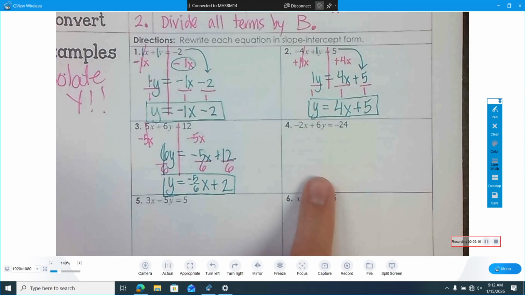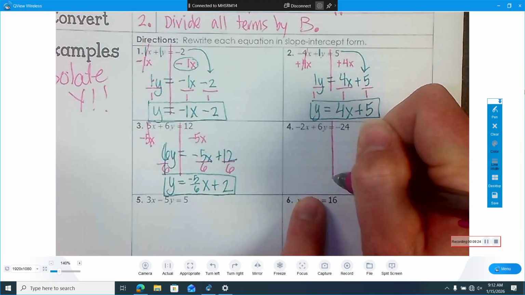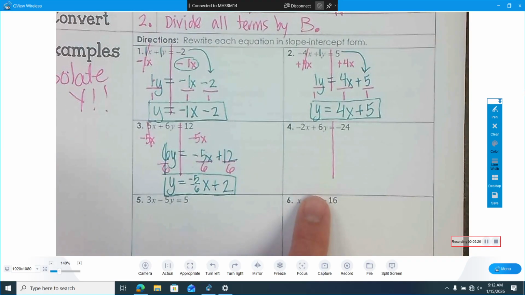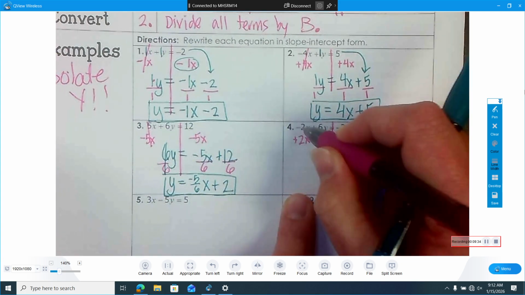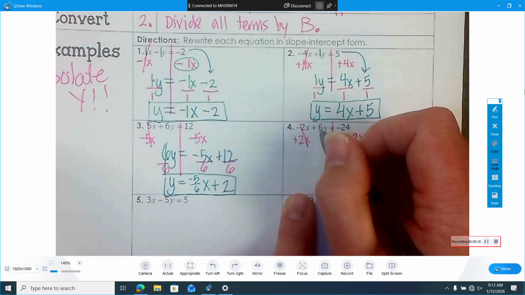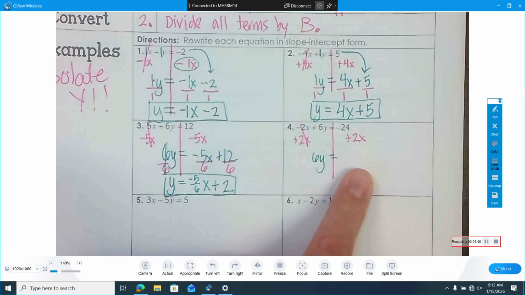All right, number 4, I think. Let's just do this. Are we good with one or more of these? Yeah? You think you're good now? Let's just do one more and then we'll move on. All right, what should we do first? Add 2x. Very good. Going to add 2x to both sides. Beautiful. That leaves a 6y on the left, and what do I write on the right side?